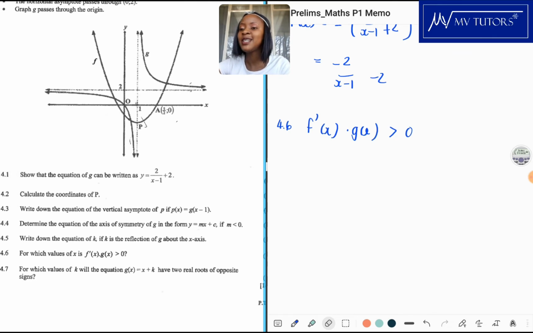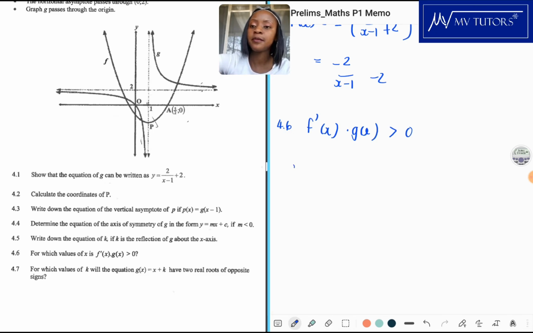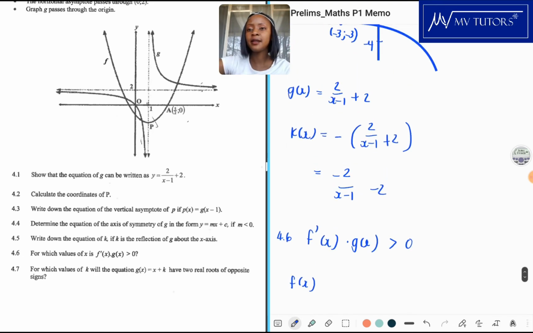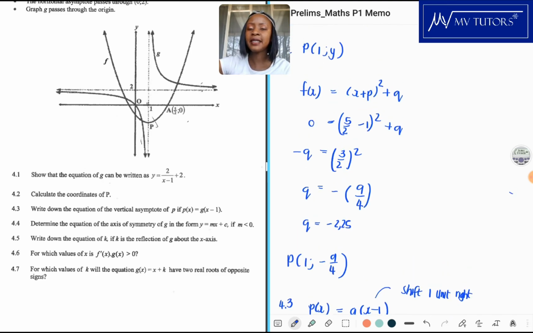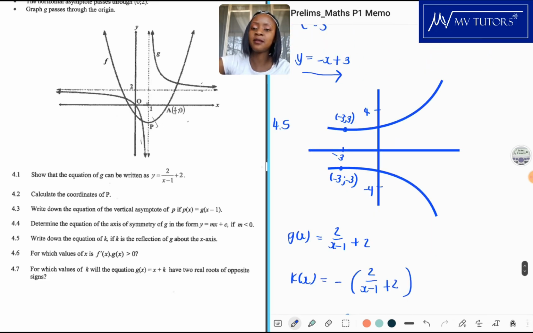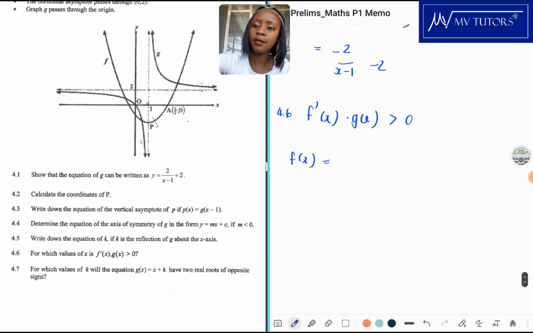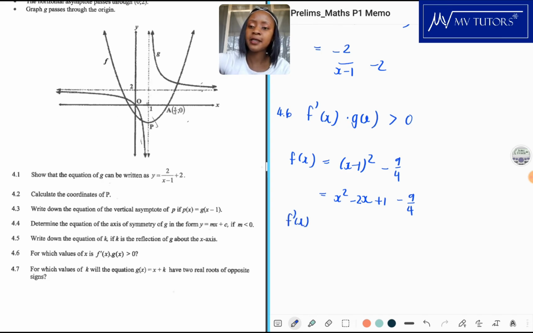Let's go look for it. How many marks? 2 marks. Yo, I'm doing a lot for 2 marks. So f of x, we wrote it somewhere. So it will be x minus 1 squared minus 9 over 4. And if we take out the brackets, we have x squared minus 2x plus 1 minus 9 over 4. And if we differentiate it in terms of x, we're going to get 2x minus 2. So this is our function.